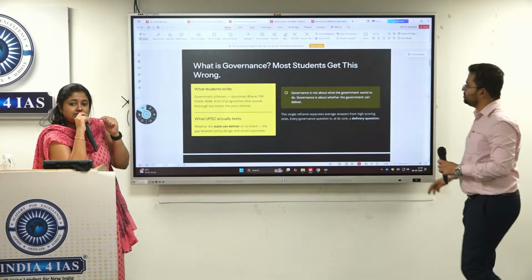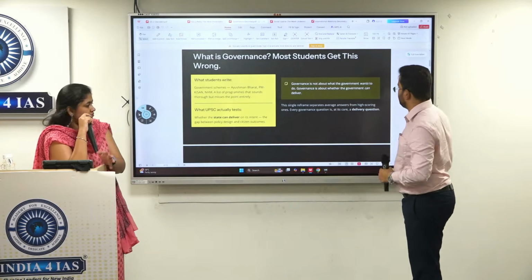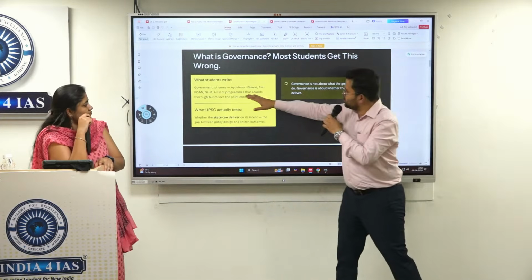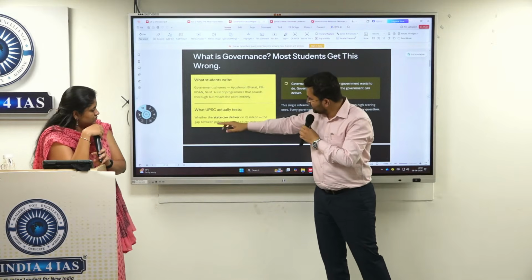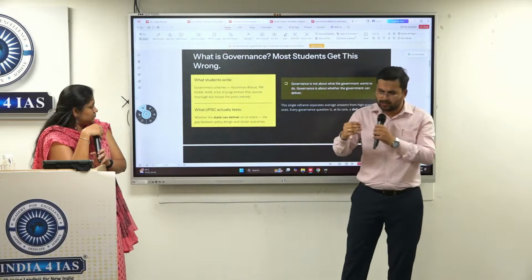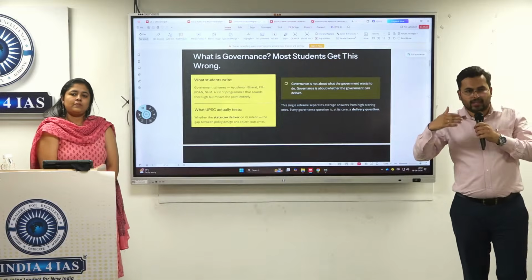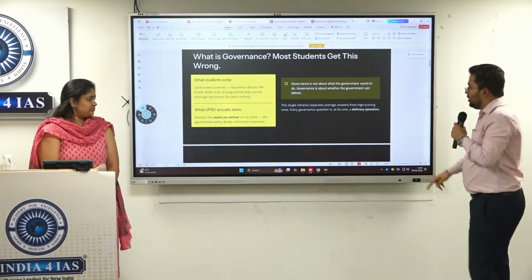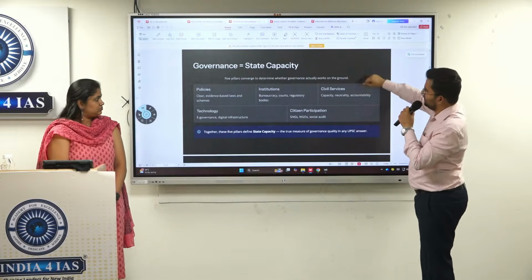So this goes a step beyond just mugging up and writing, more depth, paper 2. Most people will just write about government schemes, but what UPSC is actually asking is whether the state can deliver. Governance is also about the capacity of the state to deliver. So governance is state capacity.